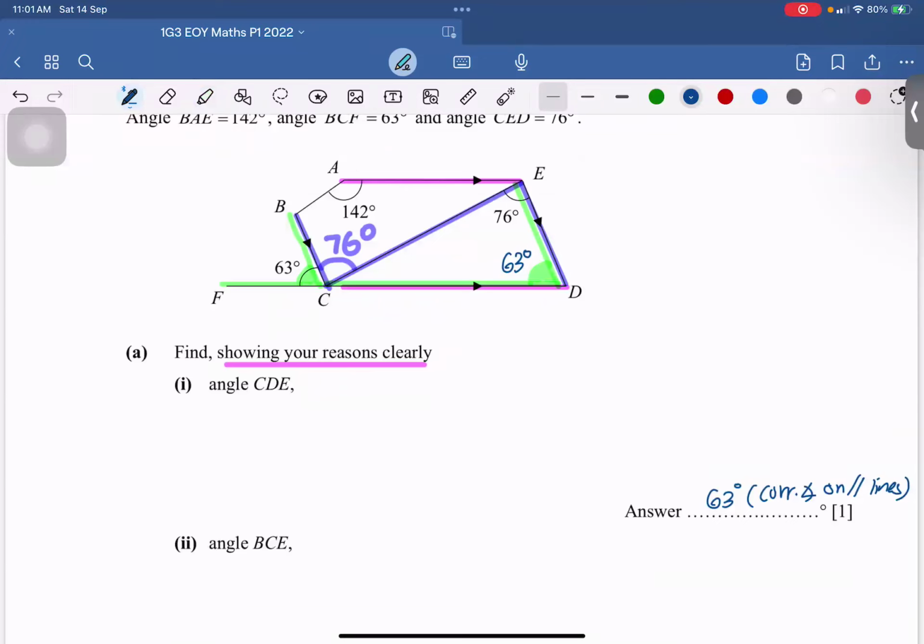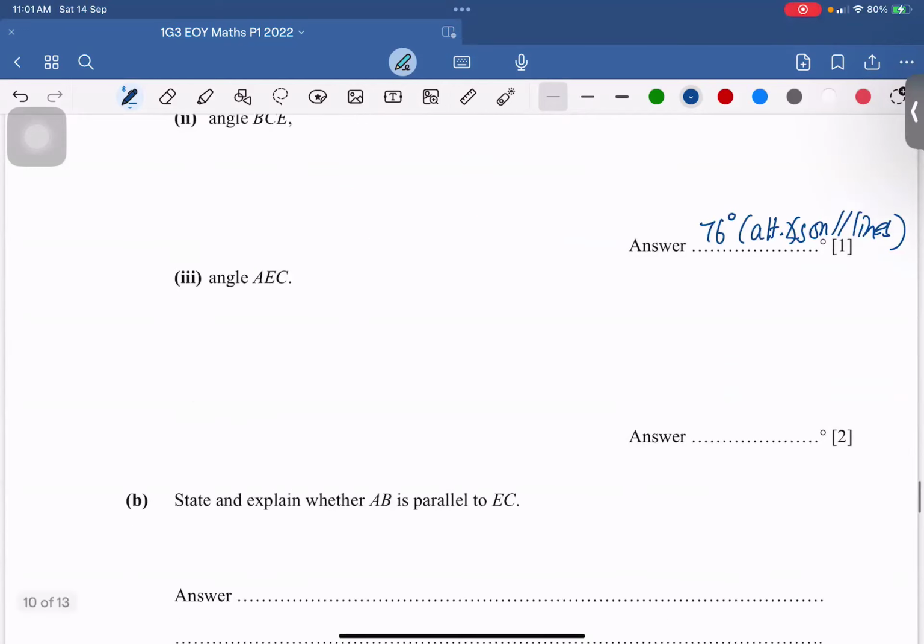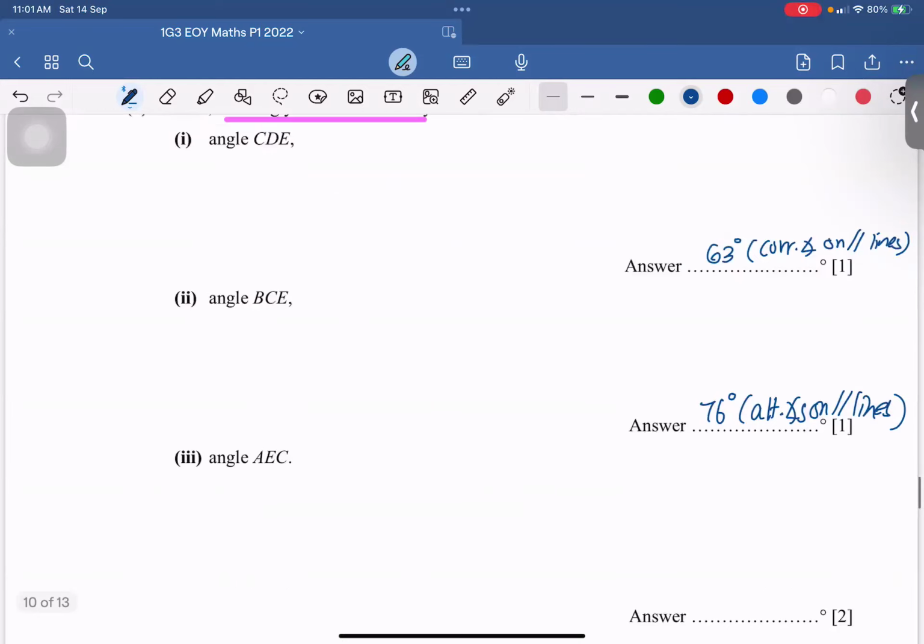The teacher should have given a longer blank, but please do write down the reasons, they said show your reasons clearly. Next one, angle BCE is very obviously 76 degrees, alternate angles on parallel lines. Okay, I hope you all remember this. Yes, bye Jinsey.